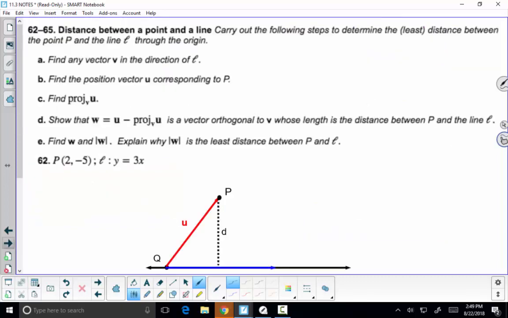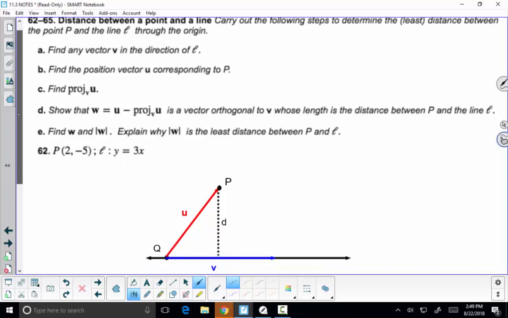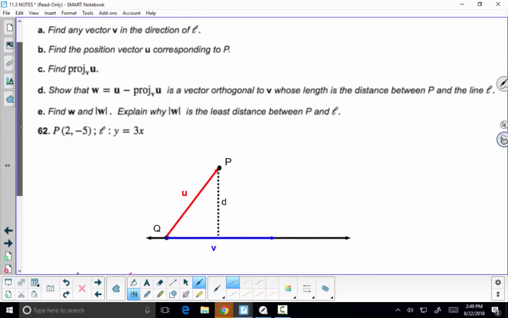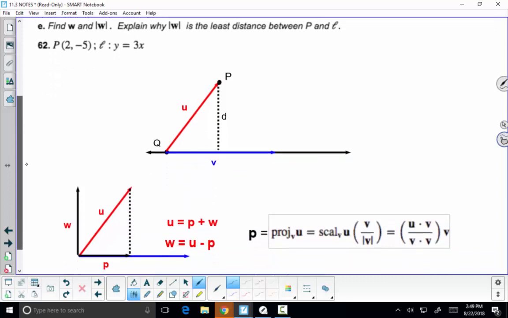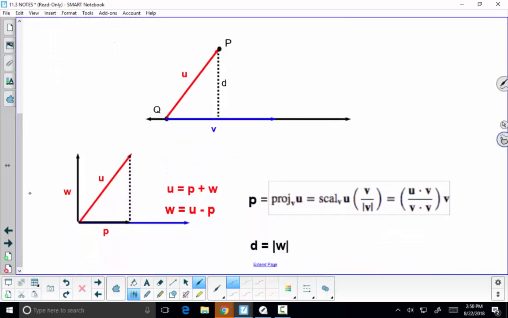All right, let's take a look at this cool application. So, distance between a point and a line. And this works whether you're in two-dimensional space or three-dimensional space. It gives you a really slick, general way to find the distance between a point and a line, which is a very practical thing to have to do if you're a scientist. So let me explain the concept of it first, and then we'll look at the mechanics of it.